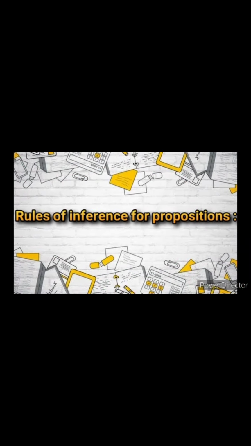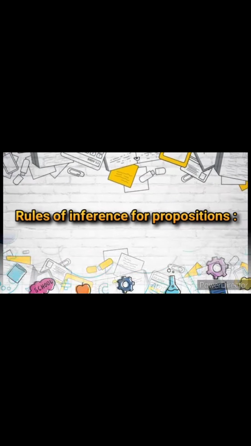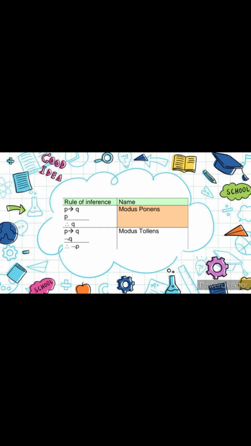Let's proceed to the rules of inference for propositions. To make sure that the intermediary conclusions are valid, each conclusion has to be deduced using some of the rules of inference listed below. There are 7 rules of inference. The first one is P → Q and P, therefore Q, and that's called modus ponens. The second one is P → Q and ¬Q, therefore ¬P, and that's called modus tollens.